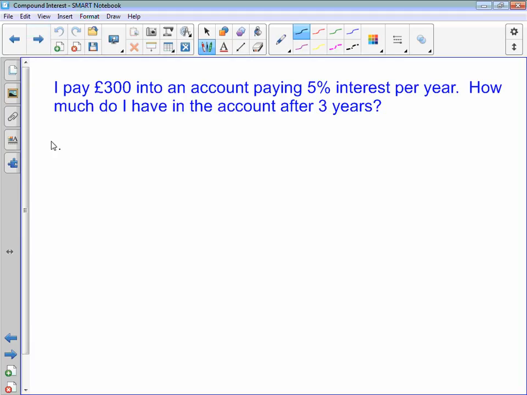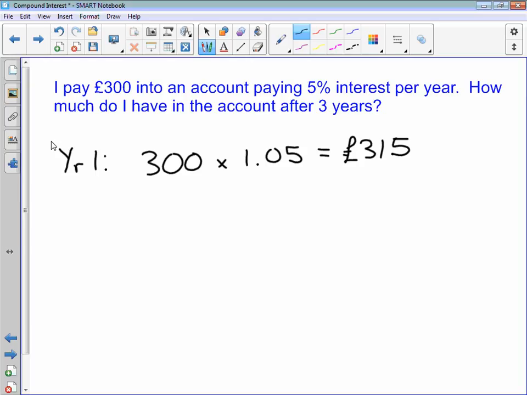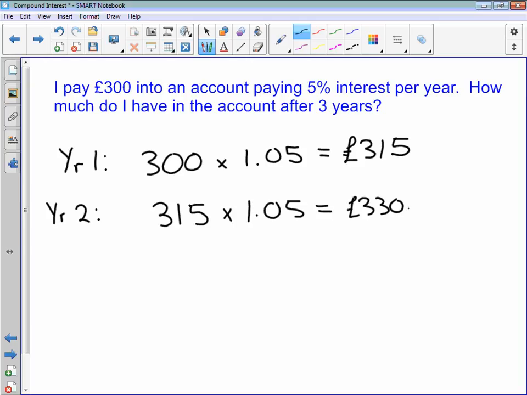So, using our percentage multipliers, at the end of year 1, we have £300 multiplied by 1.05. If you've got 5% interest, you'll end up with 105% as your multiplier, which is 1.05. And that means at the end of year 1, I have £315 in the account. Now, because it's compound interest, at the end of year 2, I get interest on the whole of £315. So if I times that by 1.05 again, then I end up with £330.75.